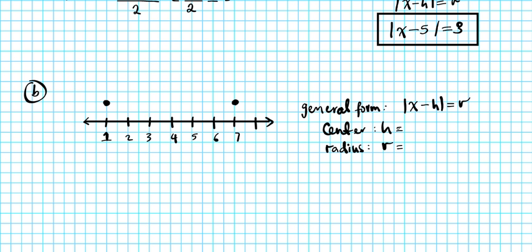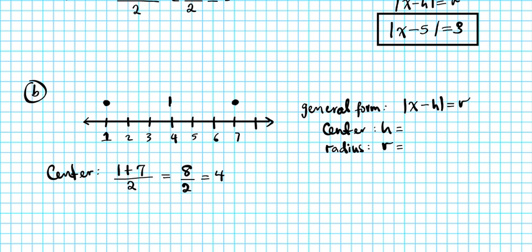So we need to find the center first, all right? So how do we find the center? To find the center, we're going to do it 2 different ways. First way is you average the 2 points, 1 and 7. So 1 plus 7 divided by 2. 1 plus 7 is 8. 8 divided by 2 is 4. Okay, so this is going to be the center for your graph.